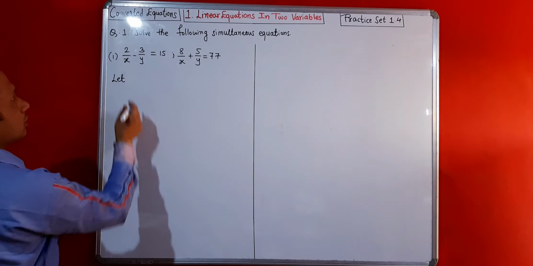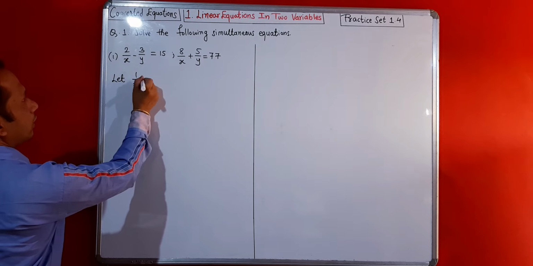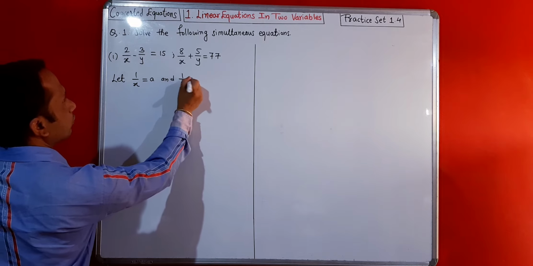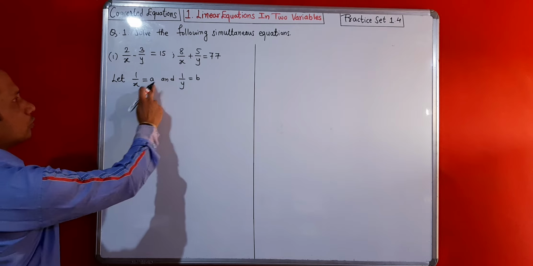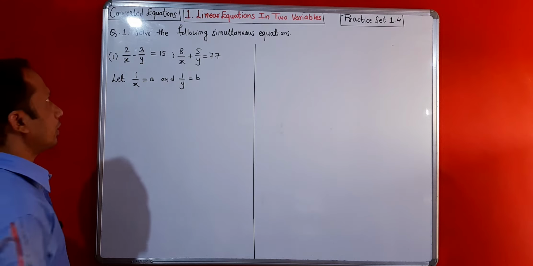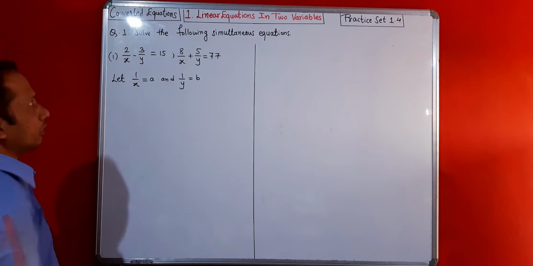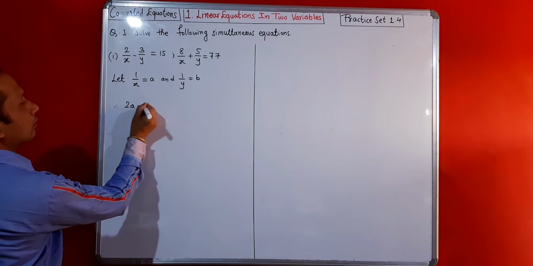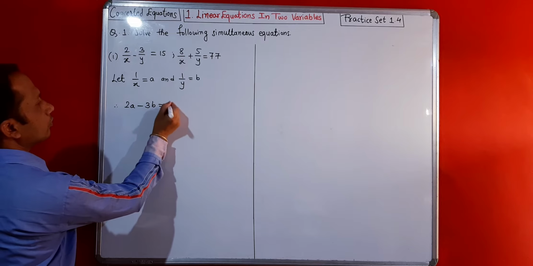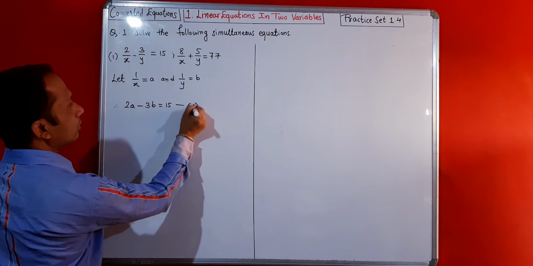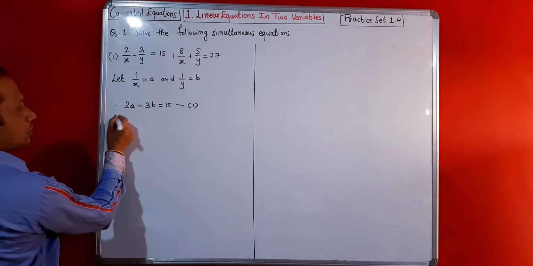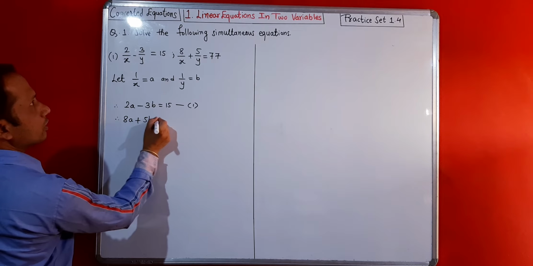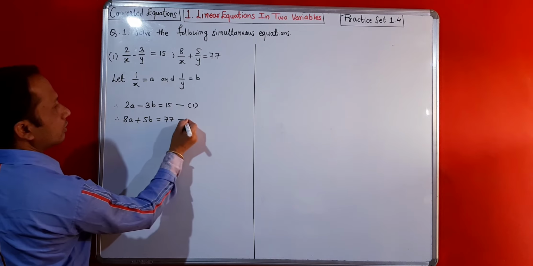Let 1 upon x be equal to a and 1 upon y be equal to b. I have taken these two variables in place of 1 upon x and 1 upon y, so the equations change. Therefore 2a minus 3b is equal to 15, this is equation 1, and 8a plus 5b is equal to 77, this is equation number 2.